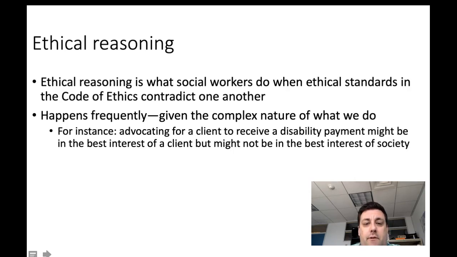Now, this isn't an actual example. We're not doing any ethical reasoning here. That's what we're going to be doing in the next couple of weeks. But the purpose of this is just to show you if we act in the best interest of the client, we're negligent in our obligation to society. On the other hand, if we act in the best interest of society, we're delinquent in our duties to clients. And so what do we do? We have to engage in a process of ethical reasoning.